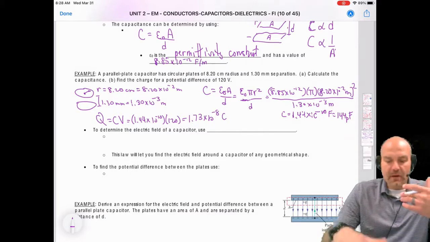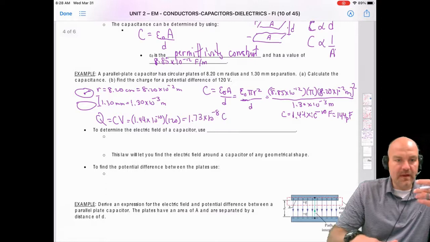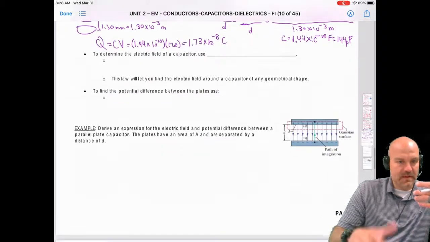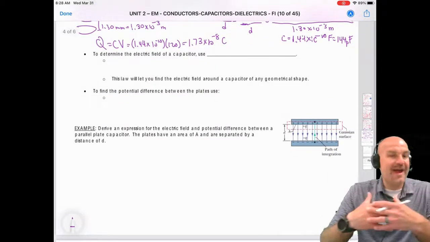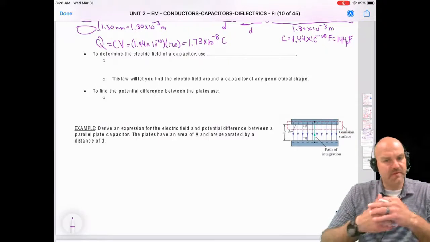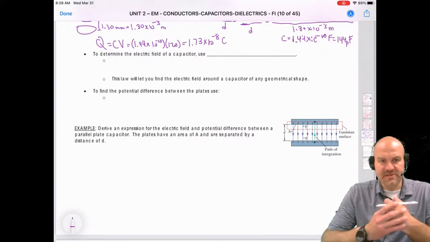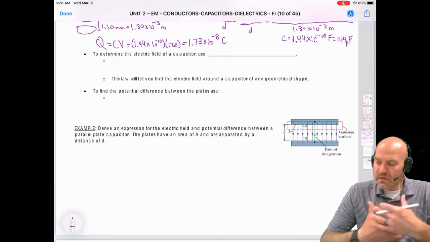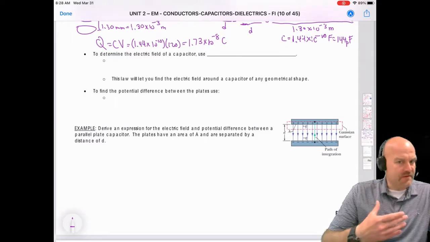Now what we're going to do is look at how we find the E field, the electric field in a capacitor, as well as the potential difference between the plates, if we're not given that information. So really, we're going to revisit some of the stuff from last unit.